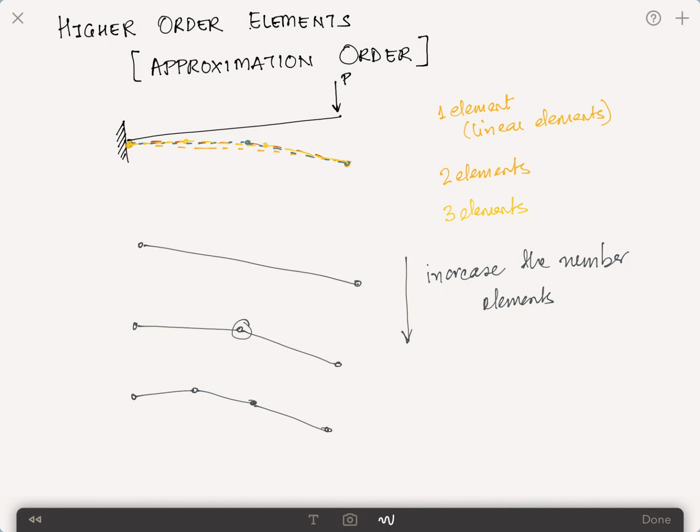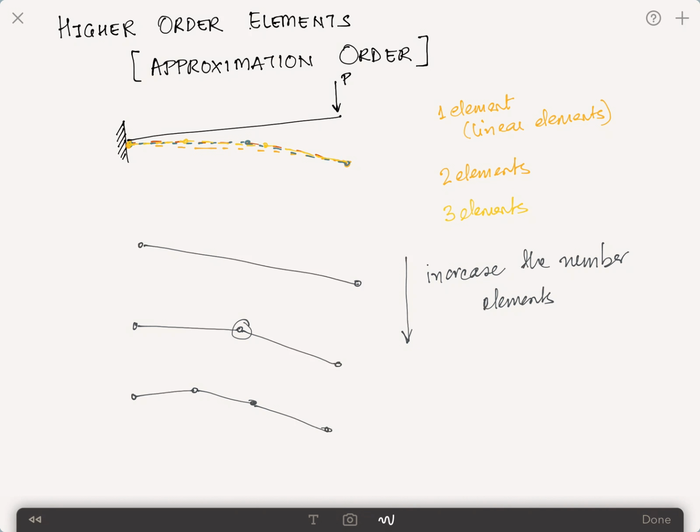However, you can also get a solution faster and a better solution by just changing the approximation order of the assumed function. And those elements that have a higher order of approximation behavior to match the exact solution are called higher order elements.